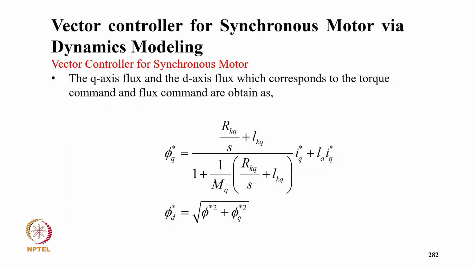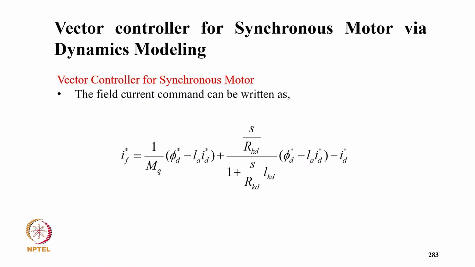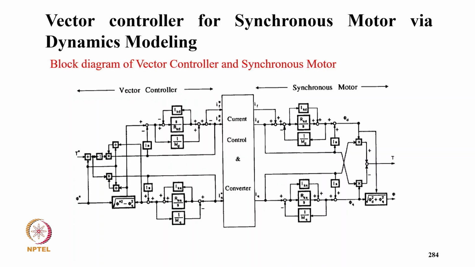And so the Q axis and D axis fluxes which correspond to the torque command are obtained: psi Q star equal to R_KQ upon S plus L_KQ divided by 1 plus S upon... in bracket R_KQ plus L_KQ into IQ star plus LA into IQ, and psi D star equal to the square root of psi S square minus psi Q square. So the field-oriented command can be written IF star equal to 1 upon MQ in bracket psi D star minus LA ID star, plus S upon R_KD divided by 1 plus S upon R_KD and L_KD in bracket psi D star minus LA ID star minus ID star.